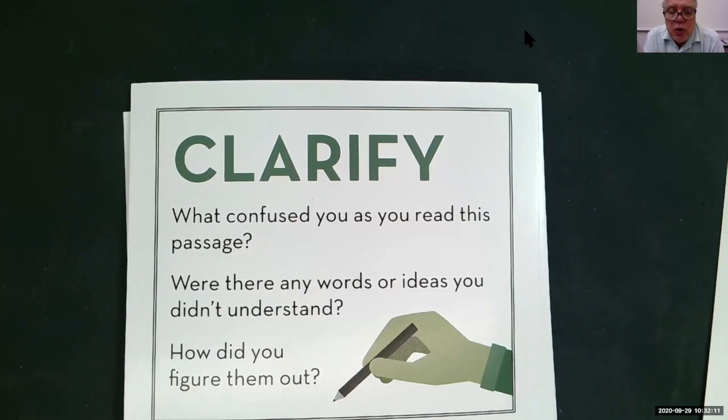So what confused you as you read that passage on page 7, the first half of it? Were there any words or ideas that you didn't understand? How did you figure them out? Well, let's talk about that, okay?